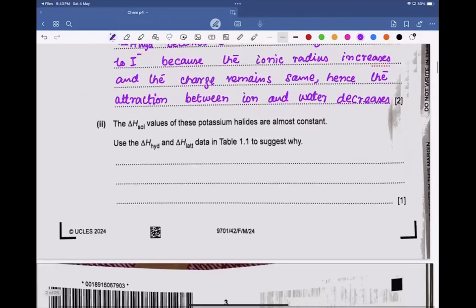Okay, your P4 is on 6th of May or 7th of May. What is the date of paper 4? 8th of May, it's on Tuesday then. No, it's on Wednesday. Okay.